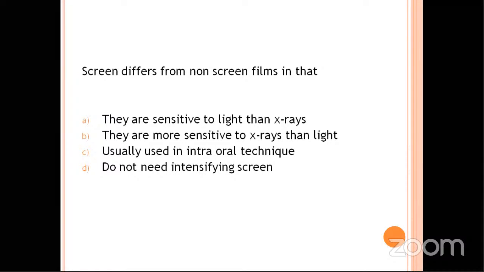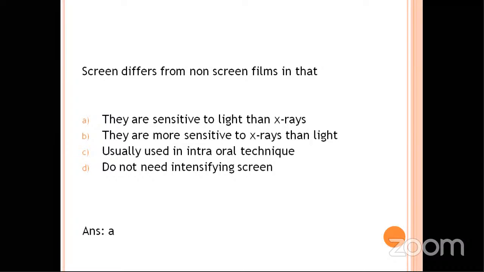Screen film differs from the non-screen films in such a way that screen அப்படிங்கிறது intensifying screens ஓட. In other way, it is actually the extraoral films. Okay, screen films or intensifying screen films or extraoral films differ from non-screen films in that they are more sensitive to light than X-rays. Usually in intraoral technique, we do not need intensifying screens. Okay, so they are very sensitive to light than X-rays.